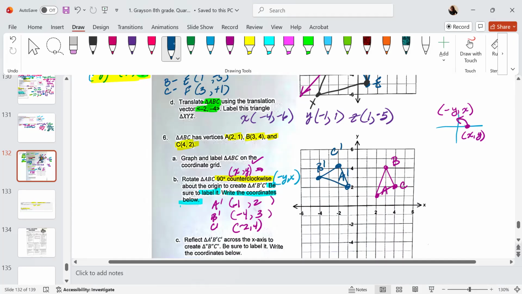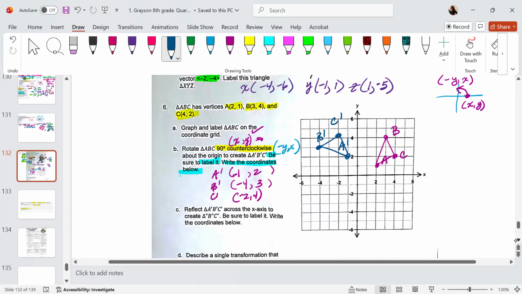All right, go ahead. C is what? Reflect ABC across the x-axis to create A double prime, B double prime, C double prime. Be sure to label it. I don't see any A double prime. Do you see reflect? You're not reflecting A, B, C. What are you reflecting now? A prime, B prime. Yeah, you have to read it very clearly.